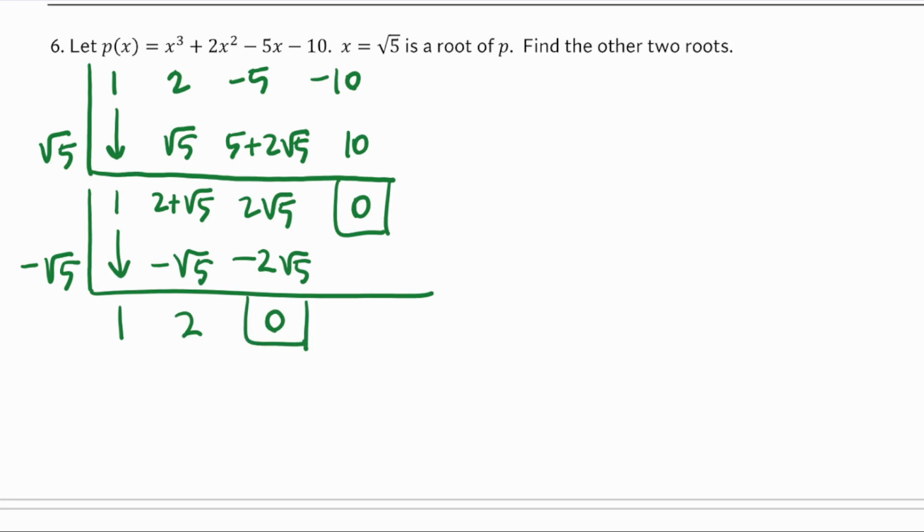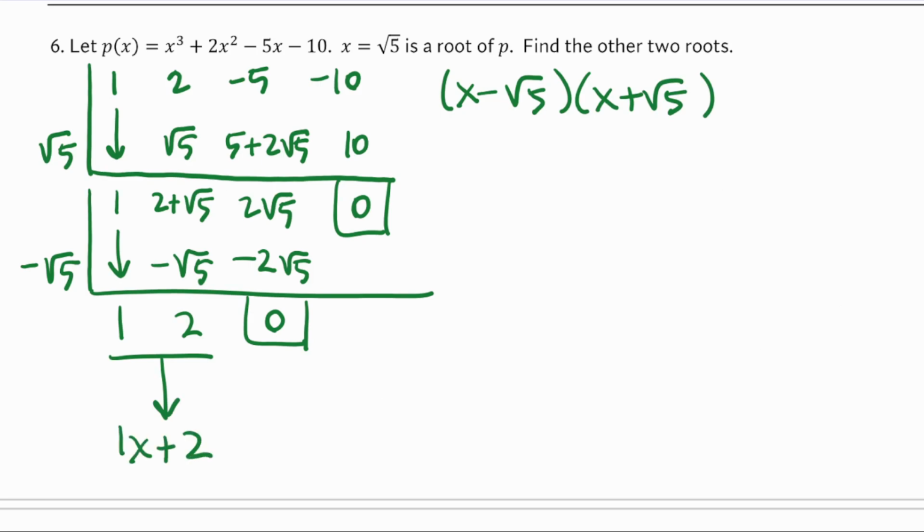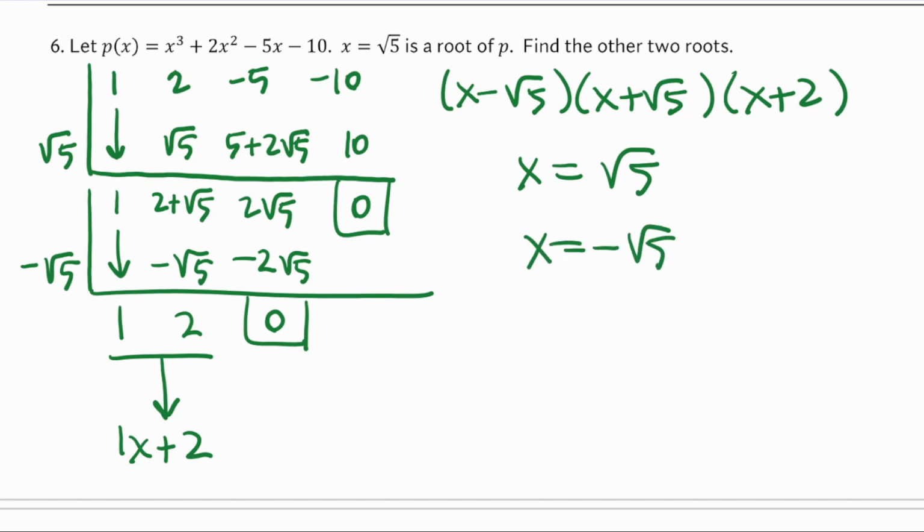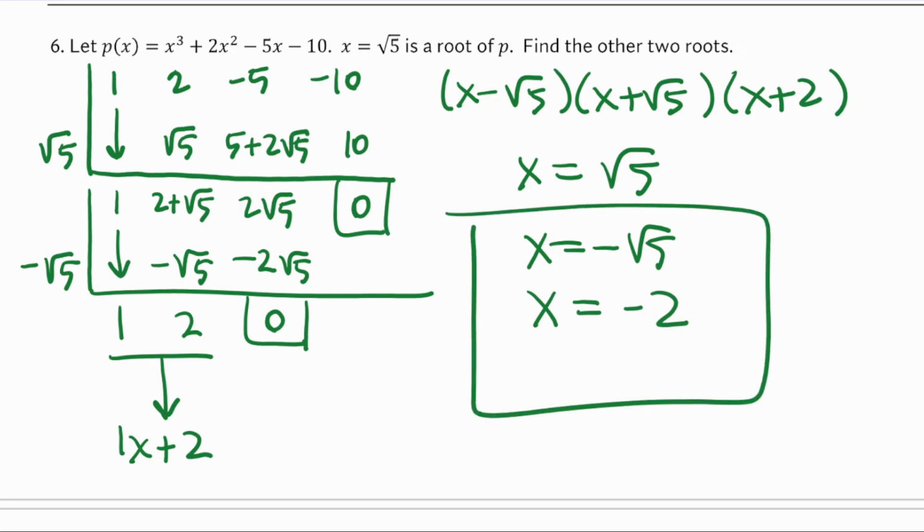Okay, so the factors of p are going to be x minus square root of 5, x minus negative square root of 5, and whatever I'm left with here, that's going to be 1x plus 2. Okay, so the original root was x equals square root of 5. The other two roots are x equals negative square root of 5 and x equals negative 2. Okay, so these are the other two roots.